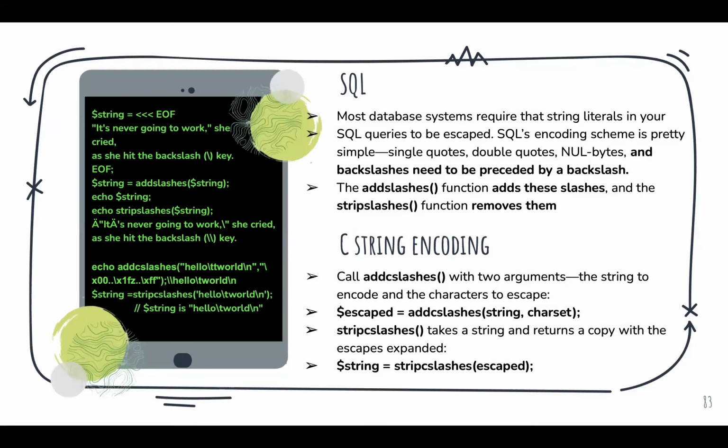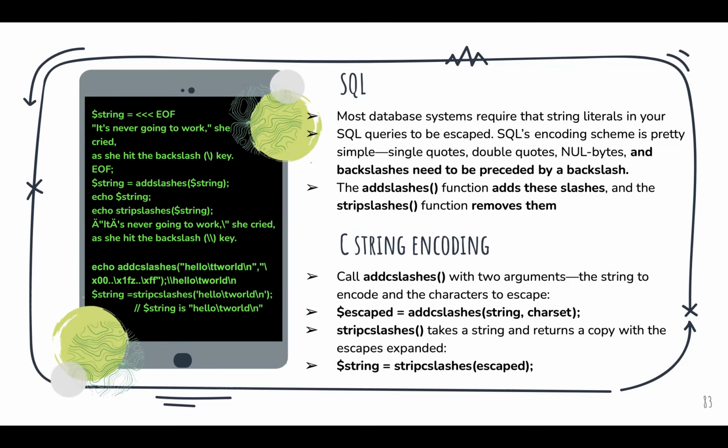How is SQL used in PHP encoding? Most database systems require the string literals in your SQL queries to be escaped. SQL's encoding scheme is pretty simple. It just uses single quotes, double quotes, null bytes, and backslashes that need to be preceded by a backslash. The addslashes function adds the slashes, and the stripslashes function removes the slashes. Here's an example of how the slashes are removed and how we use SQL encoding.